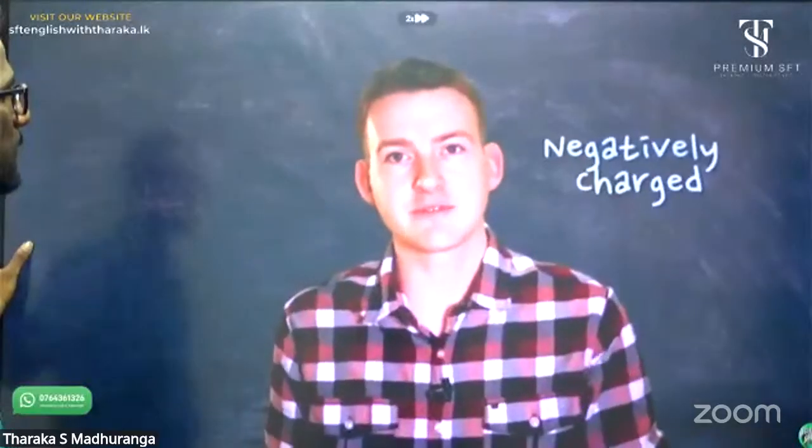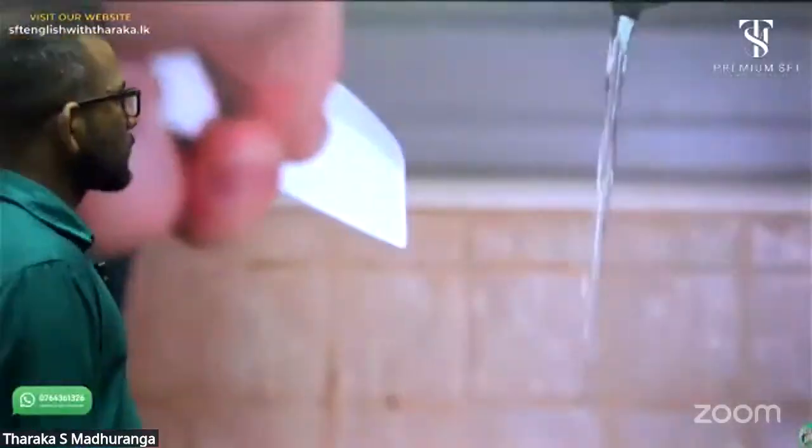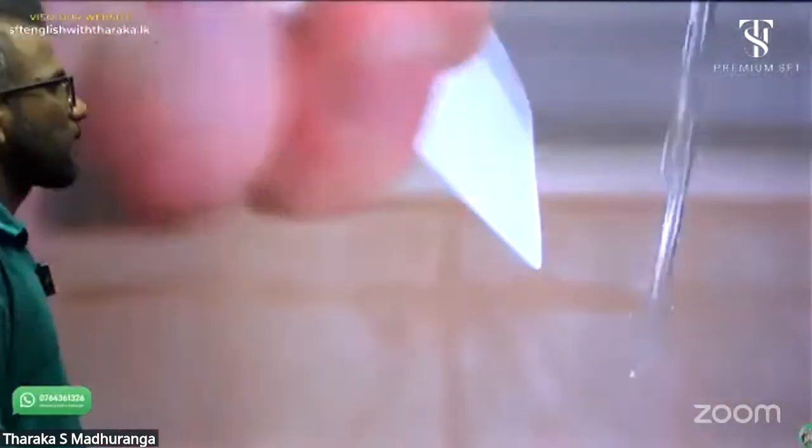Because the comb is negatively charged and we place it next to water, which is polar, meaning it has positive and negative sides to its molecules, the positive parts are attracted to the negative charge of the comb, and so the water stream is attracted to the comb.